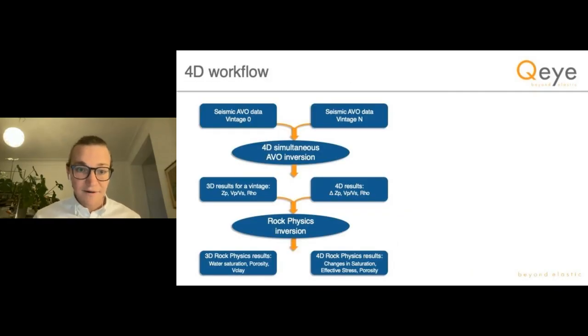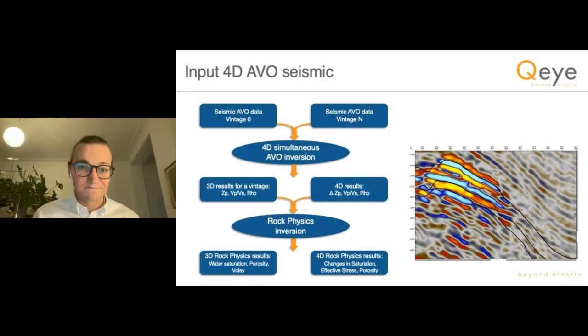So here's what the ins and outs look like for our 4D workflow, going from the top where we have our input seismic AVO data sets, whether those are angle gathers or angle stacks, to the very end where we have hopefully calibrated 4D rock physics inversion results. The process basically is that we perform a 4D-AVO inversion to extract changes in elastic properties, and then do a subsequent rock physics inversion using a calibrated rock physics model to directly estimate changes in rock properties such as saturation, effective stress, and pressure.